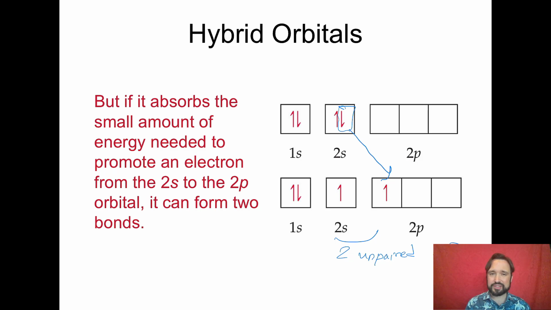Now this doesn't look like it's a really good plan because our 2p orbital is, of course, higher in energy than the 2s electron that I started with. All right? So we don't really end up with a 2s and a 2p electron. We want these two to be equal. So we're actually going to take these two orbitals and combine them.